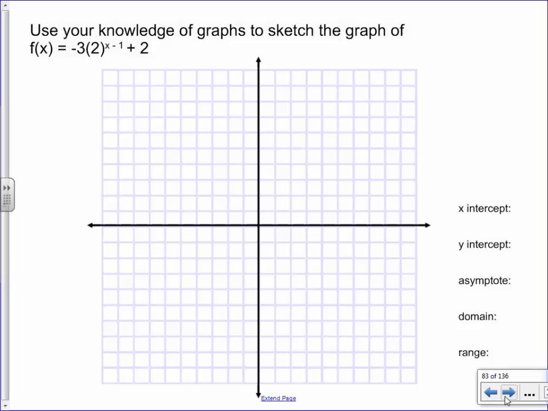Sure, that's not a bad place to start. Where's the asymptote going to be? Yeah, we're going to move this whole thing up 2. There's an up 2 right there. So maybe an asymptote at plus 2. That's a good place to start.